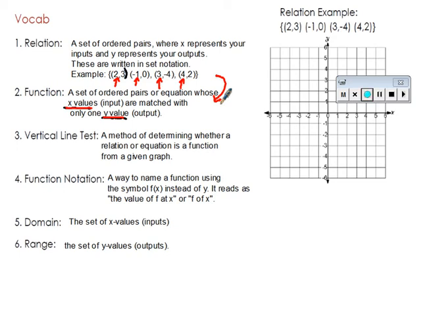Function notation is a way to name a function using the symbol f of x instead of y. It reads as the value of f at x, or f of x. Domain is the set of x values, the inputs. Range is the set of y values, the outputs.